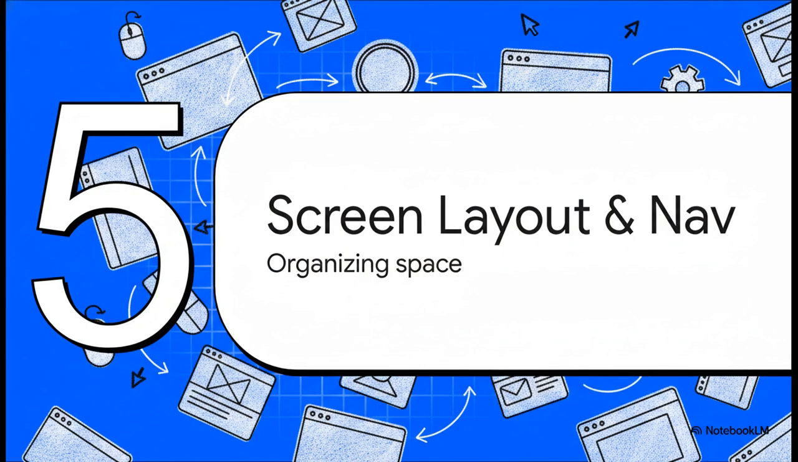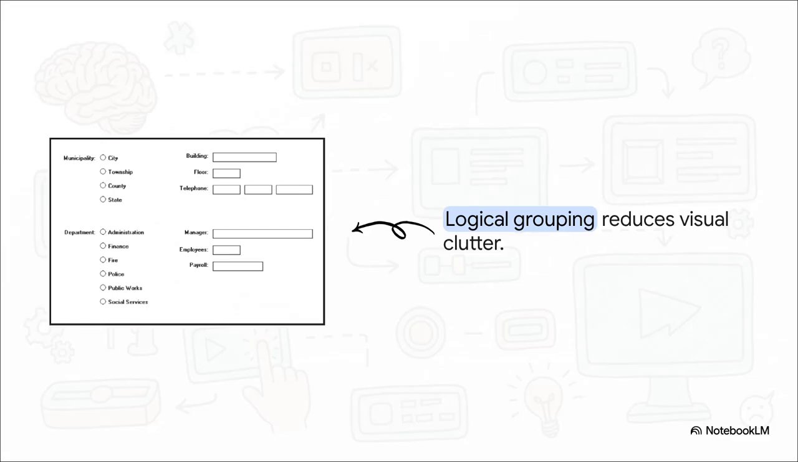Section 5. Screen layout and navigation. Organizing digital spaces efficiently. Let's move into the digital space. Notice how structuring data actually reduces cognitive overload. By grouping associated elements logically with proper borders and leaving adequate white space, we heavily reduce visual clutter. A strong interface flows sequentially, usually top to bottom and left to right.